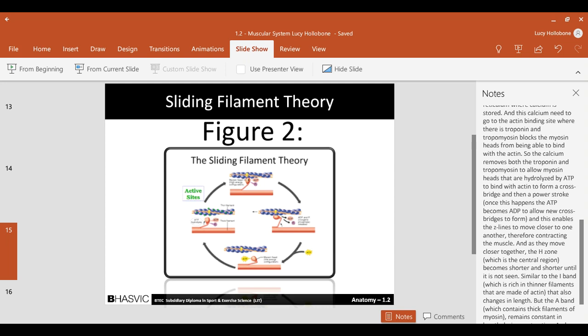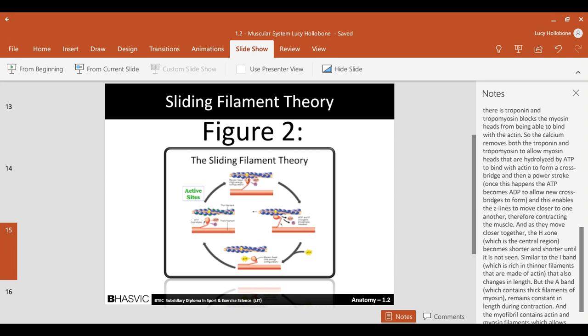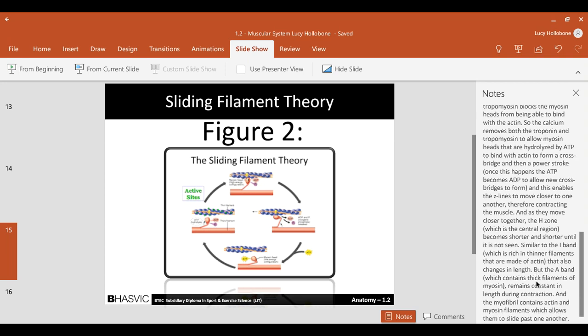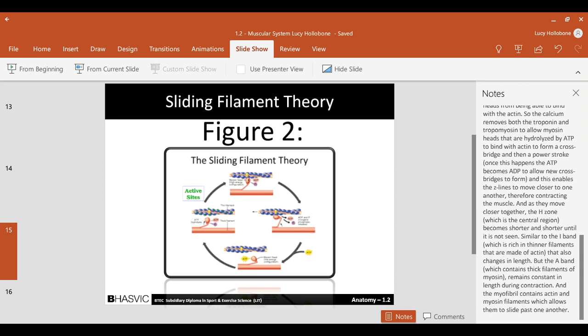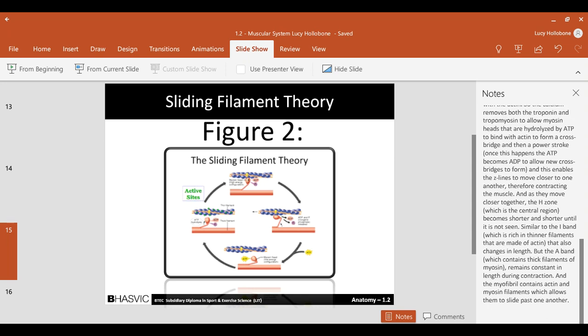And as they move closer together, the H zone, which is the central region, becomes shorter and shorter until it is no longer seen. Similar to the I band, which is rich in filaments that are made of actin, that also changes in length. But the A band, which contains thick filaments of myosin, remains constant in length during contraction, and the myofibril contains actin and myosin filaments, which allows them to slide past one another.